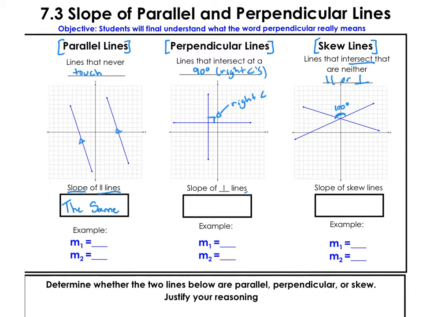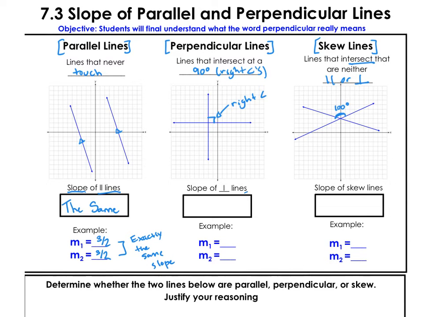An example of this would be if you saw two lines that are parallel, the slopes would be, let's say, 3/2 and 3/2. You see how these are exactly the same slope? The slopes have to be exactly the same.